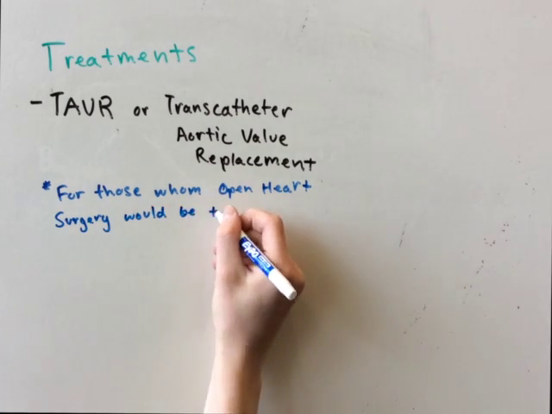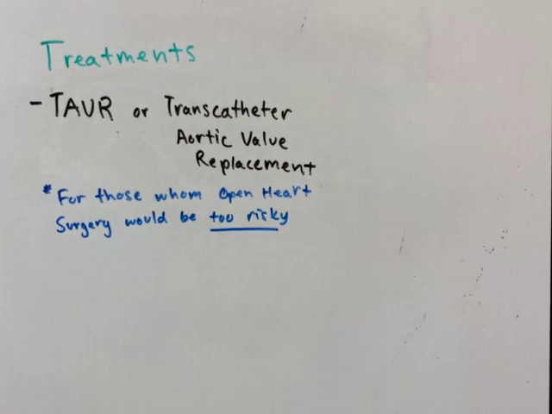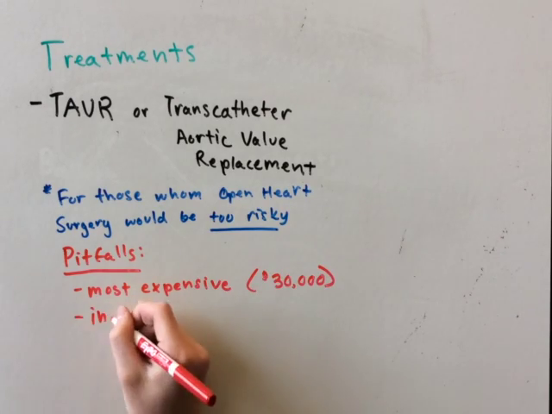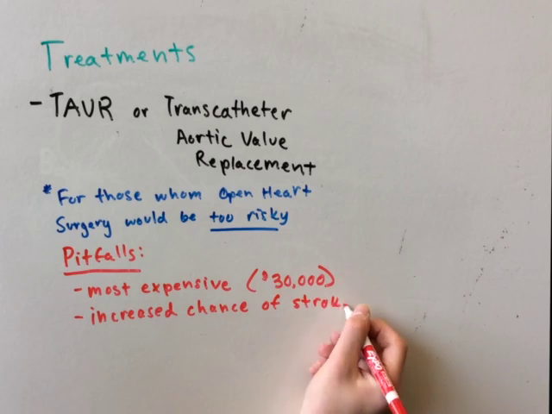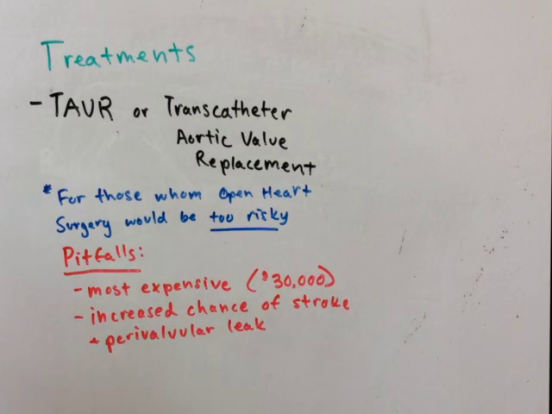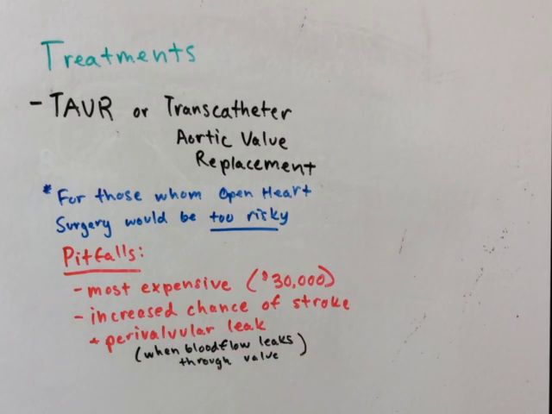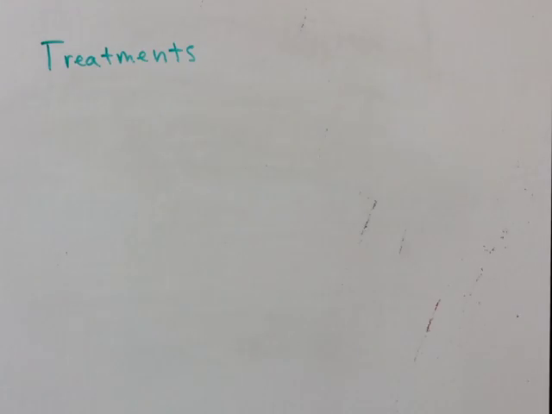The transcatheter aortic valve replacement procedure is not all positives. It has some downfalls as well. Each transcatheter aortic valve replacement device costs close to $30,000 in America right now, making this one of the most expensive procedures that is offered. Also, the transcatheter aortic valve replacement leads to an increased chance of stroke and paravalvular leak.